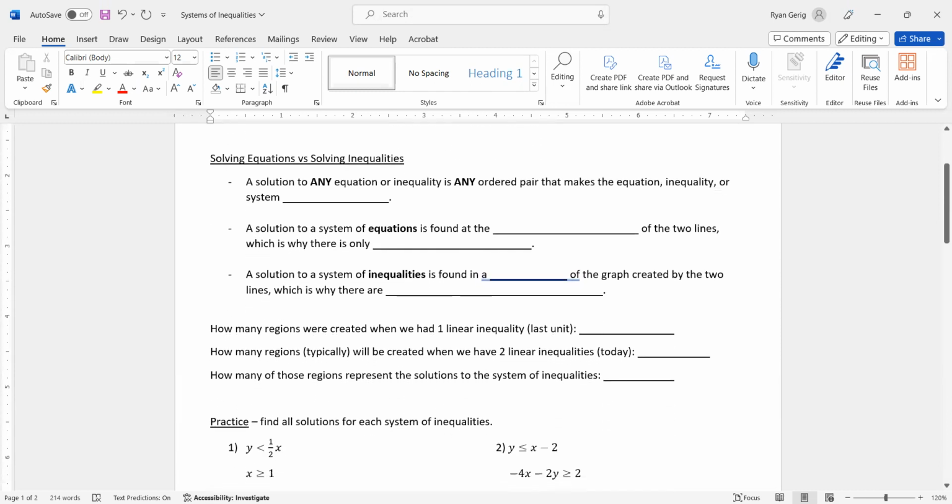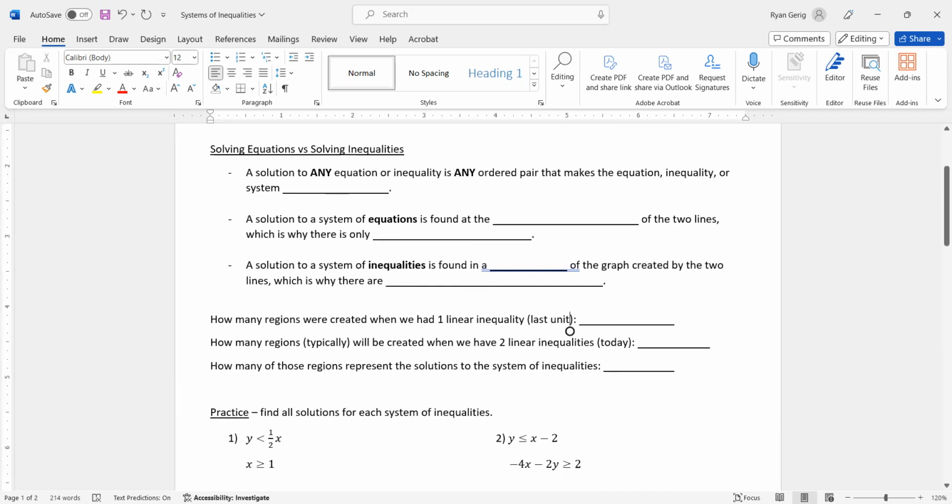So we're moving to inequalities, systems of inequalities. Now, solving equations versus solving inequalities, we're going to take a look at what some differences are. A solution to any equation or inequality is any ordered pair that makes the equation, inequality, or system true. We've been doing that for a long time. A solution is something that makes something else true.